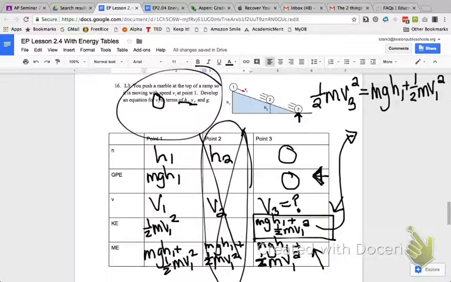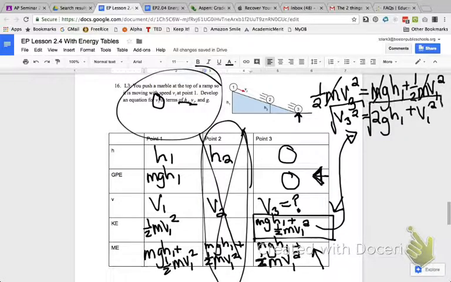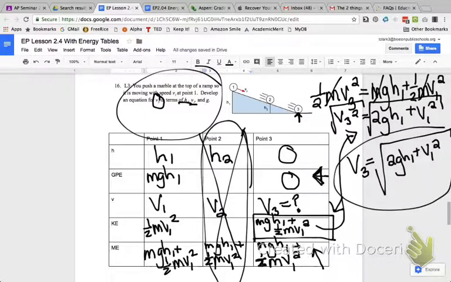I can divide both sides by m to get rid of all these masses. I can multiply both sides by 2 to get v3 squared equals 2gh1 plus v1 squared. And then I can square root both sides so that my v3 is the square root of 2gh1 plus v1 squared, and that's my final answer.